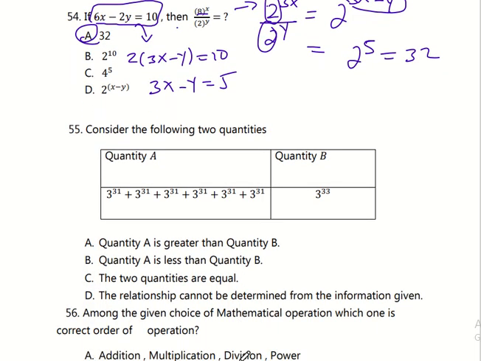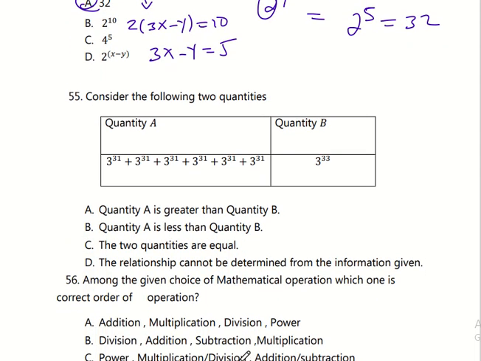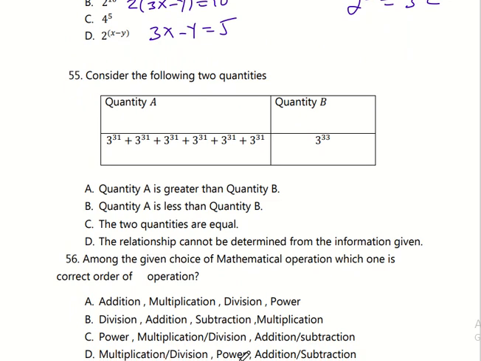Okay, the next one, it says consider the following two quantities, quantity A and quantity B. Quantity A, 3 to the power of 31 plus 3 to the power of 31, again, it's adding repeatedly. How many are there? 1, 2, 3, 4, 5, 6, like x plus x plus x, they are the same. So that is 6 times 3 to the power of 31. And quantity B is 3 to the power of 33.